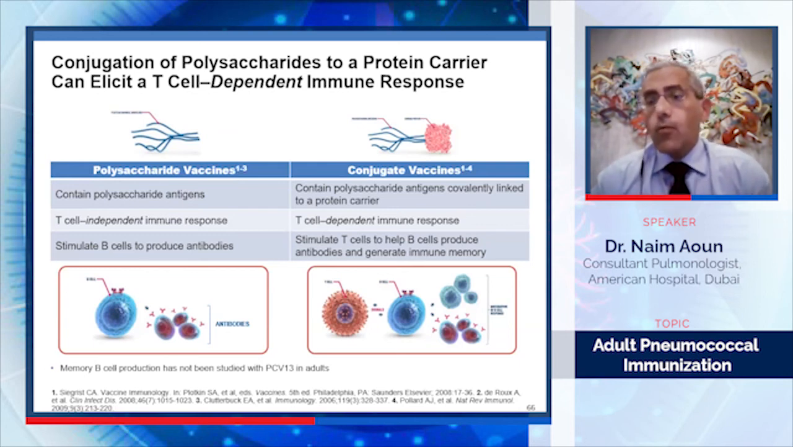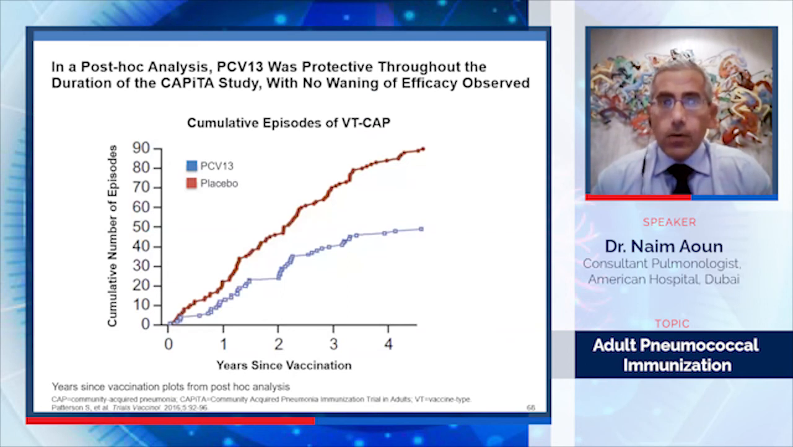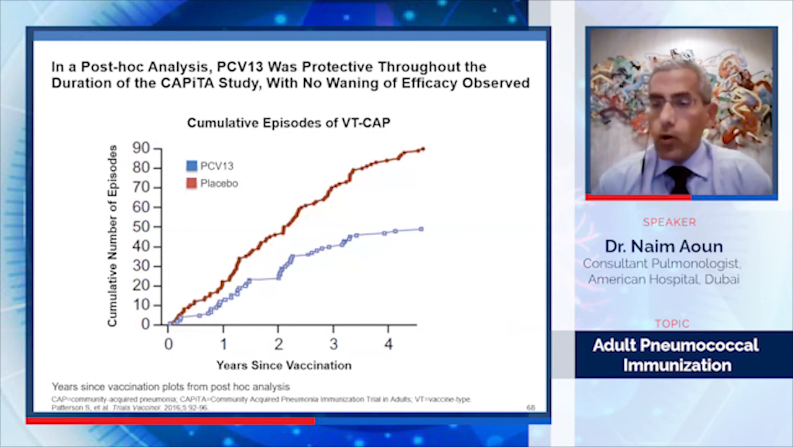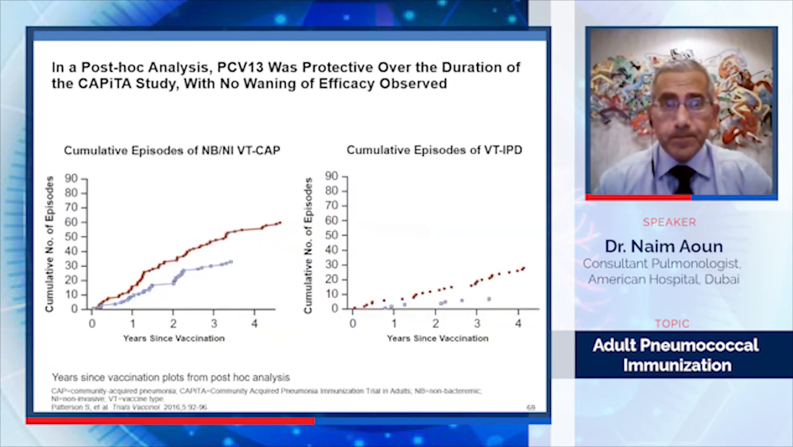And this is why one vaccine could theoretically be considered stronger than the other. So this is the CAPITA study again, and we're looking at how long the protection lasted after vaccination. As you can see here, the protection, so this is the cumulative number of episodes, going all the way to 4 years, was still significant as the years went by when it comes to PCV13 versus placebo. And again, we all hope that we'll see the same charts when it comes to COVID-19 vaccinations.